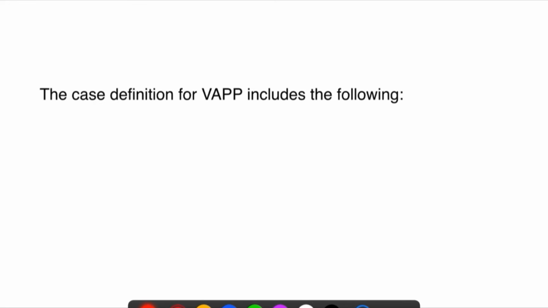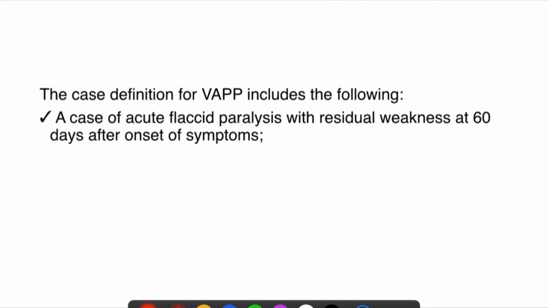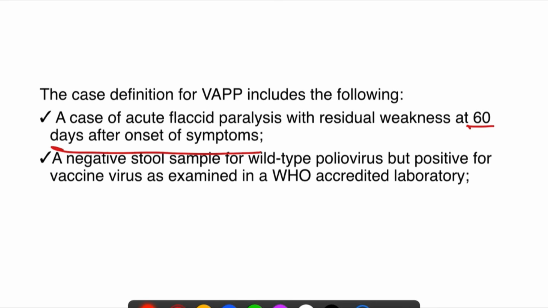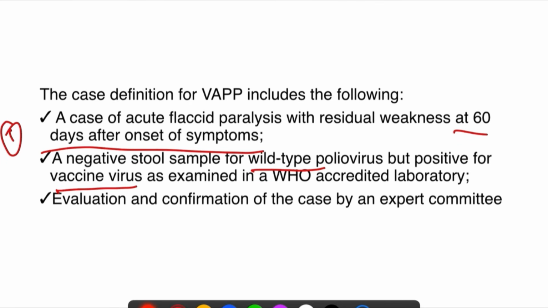The case definition of vaccine-associated paralytic polio includes a case of AFP with residual weakness at 60 days after the onset of symptoms, a negative stool sample for wild poliovirus but positive for vaccine virus as examined in the WHO accredited laboratory, and the evaluation and confirmation of the case by an expert committee.